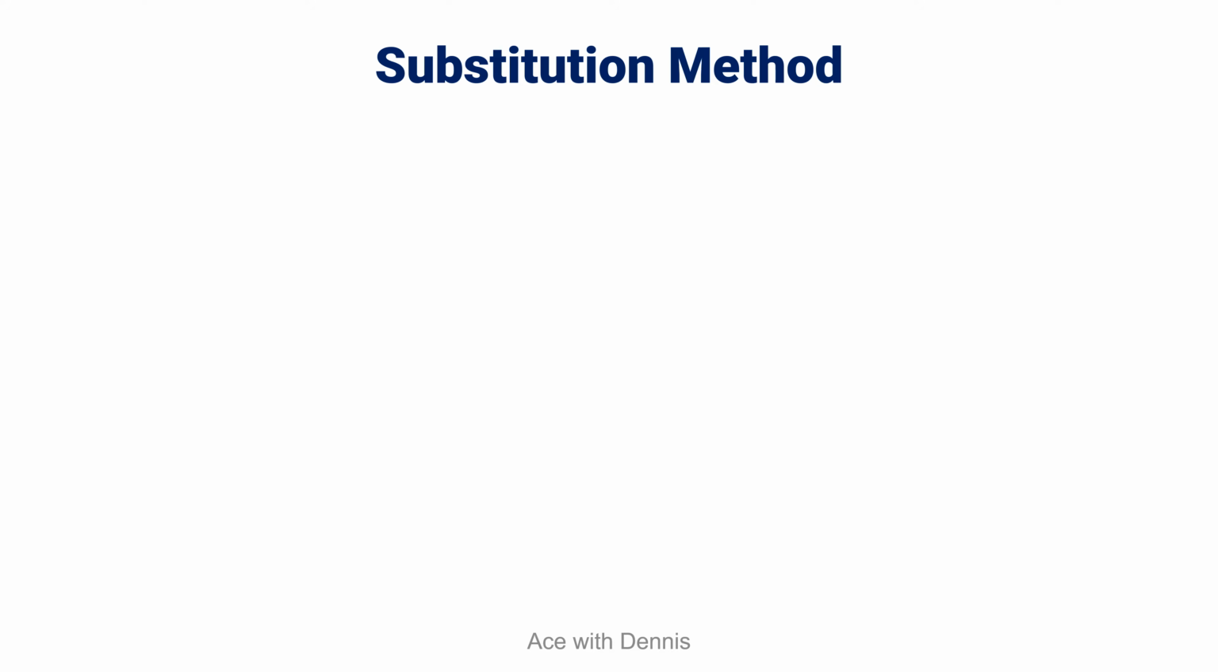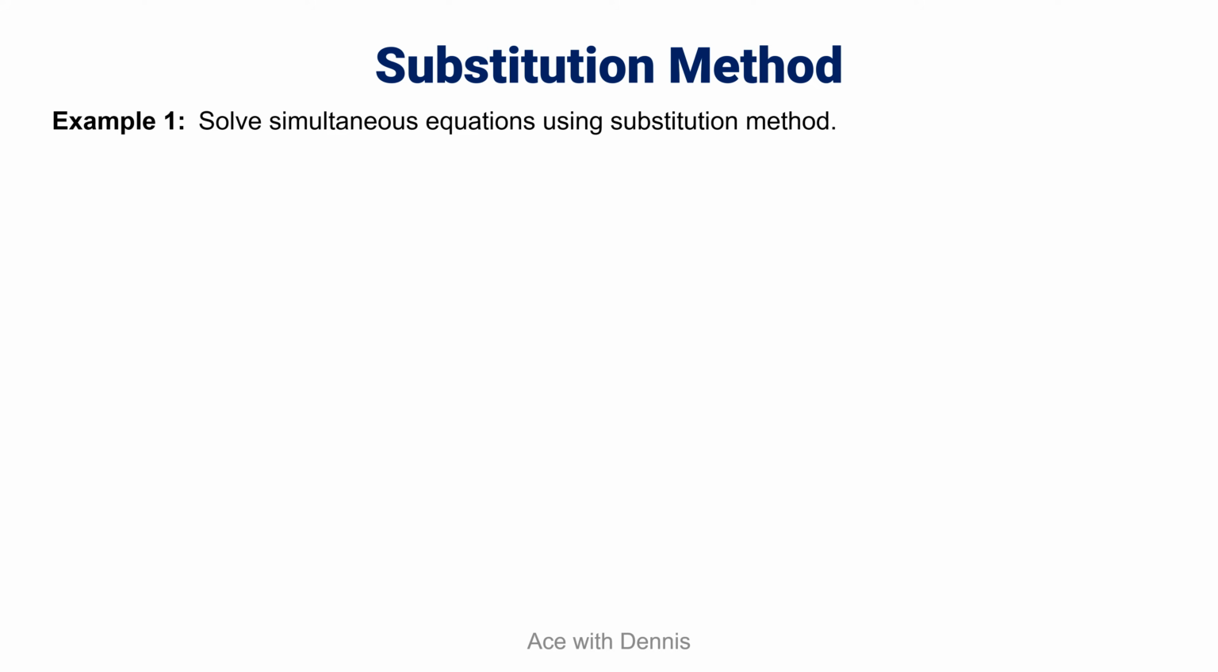So let's discuss the substitution method. We use exactly the same example again so that you can compare the difference between these three methods. So for example 1, we want to solve the simultaneous equations using the substitution method. The first equation is 2x plus 3y equals 18, and the second equation is 4x minus 5y equals -8. Alright, so here's the solution.